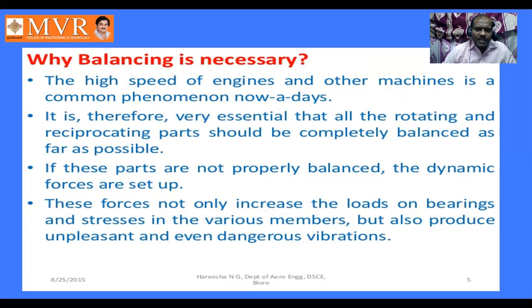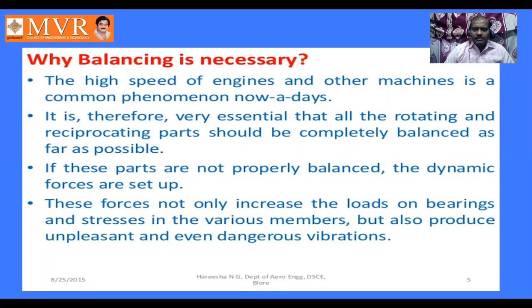It is therefore very essential that all the rotating and reciprocating parts should be completely balanced as far as possible. So we have to balance rotating parts as well as reciprocating parts. If these are not balanced, it leads to vibrations.